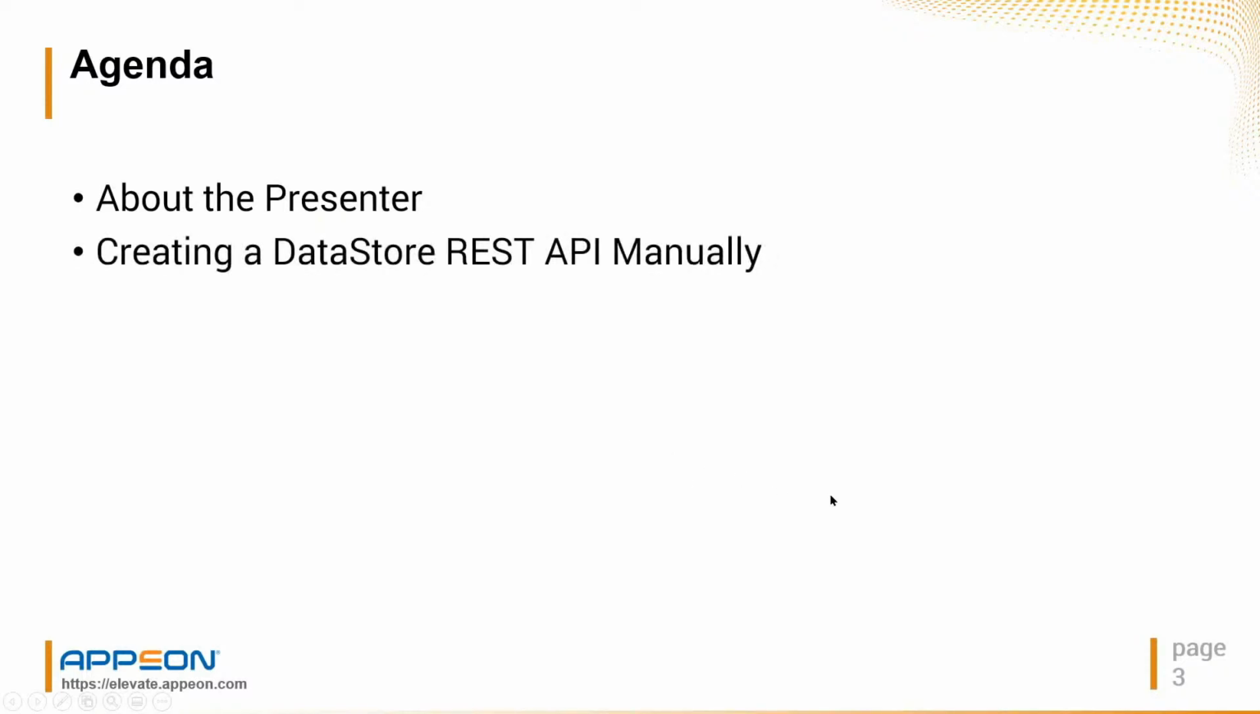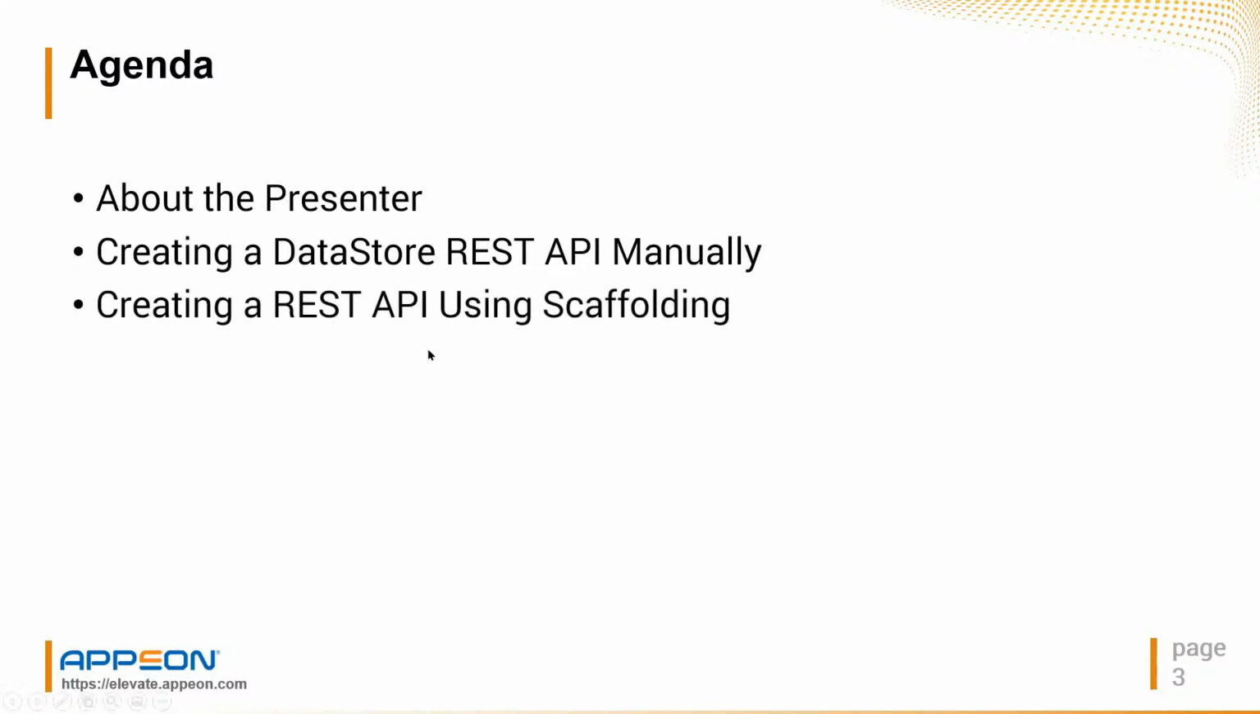Let's look at the agenda. First item, in case you don't know who I am, I thought I'd introduce myself briefly. Then we're going to look at creating a DataStore REST API manually. After that, we're actually going to look at how to create it using the scaffolding. So that's a lot faster way to do it based on some features in the Snap Develop IDE.